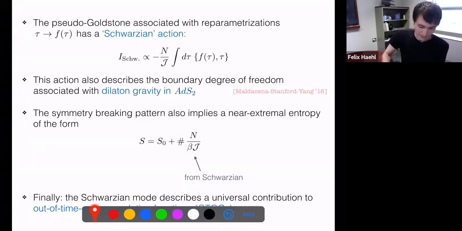And the symmetry is also explicitly broken by this Schwarzian action that you've probably seen before, which describes the cost of exciting these pseudo-Goldstone modes associated with reparametrizations. Now, this Schwarzian action, of course, also appears in gravity, in particular in this Jackiw-Teitelboim model of dilaton gravity in AdS2, where this particular action describes the boundary degree of freedom associated with the dilaton.